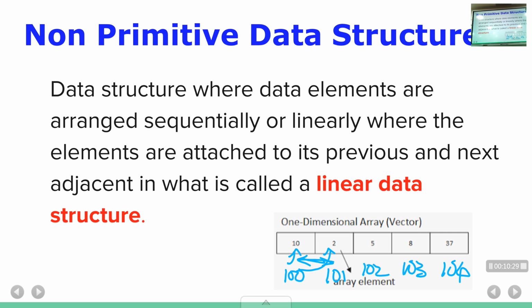So they are stored adjacent to each other. They are stored in one row. The data is stored in one single row. At each location, only one value is stored. So, for example, here 37 is stored, here 8 is stored. The 37 is stored at the memory address 104, for example.